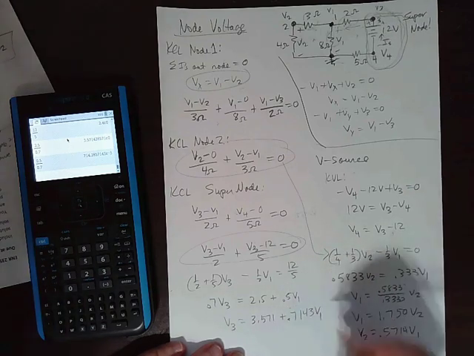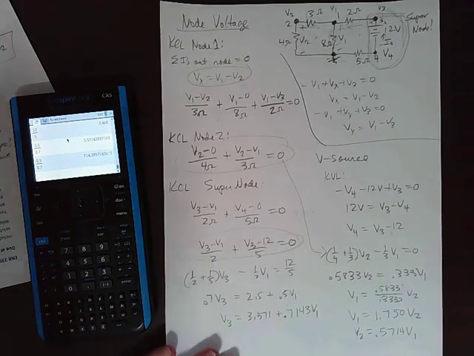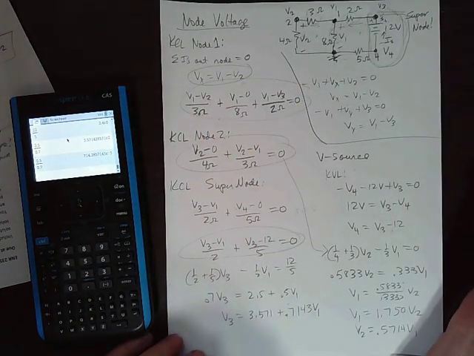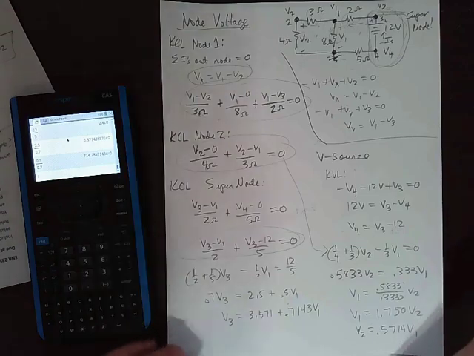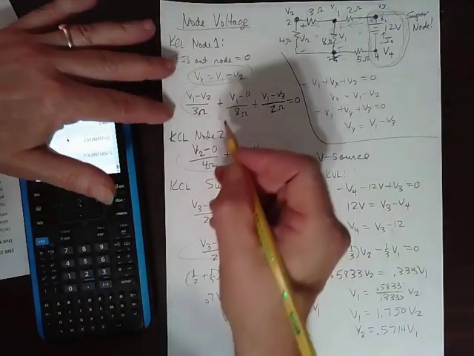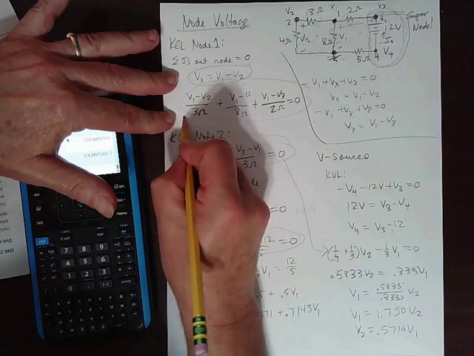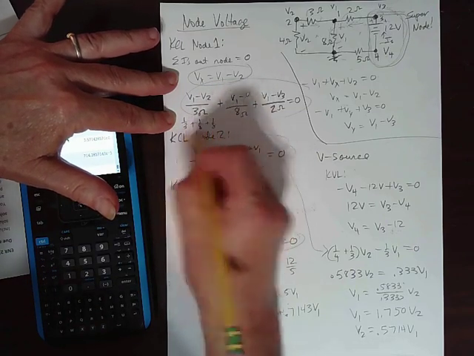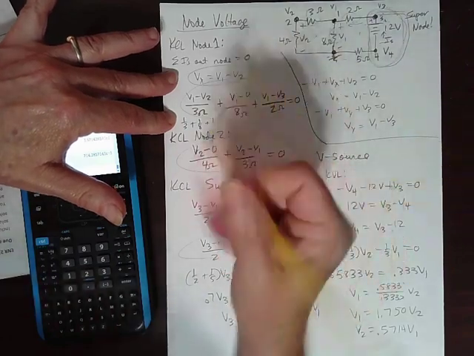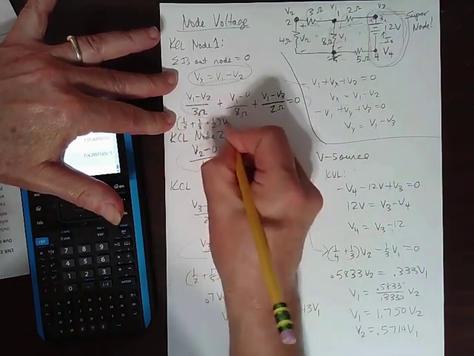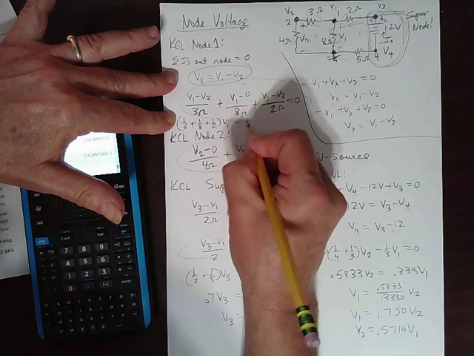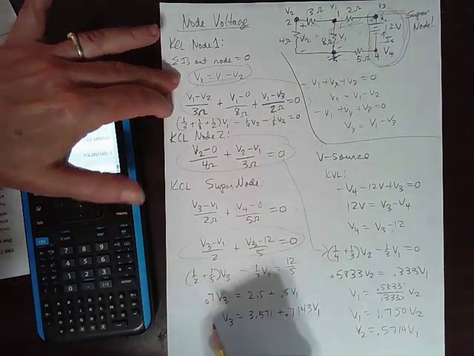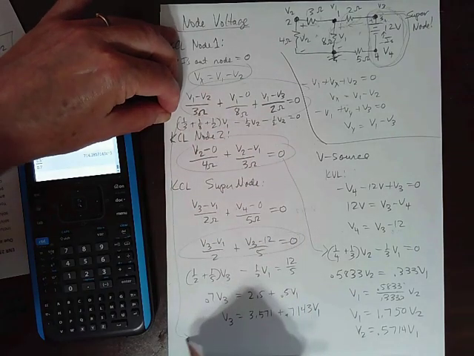V1. Okay, so now we've got this equation, and let's simplify it a little bit here. So all the coefficients of V1, 1/3 plus 1/8 plus 1/2 V1 minus 1/3 V2 minus 1/2 V3 equals 0. All right, so let's get that down here simplified.